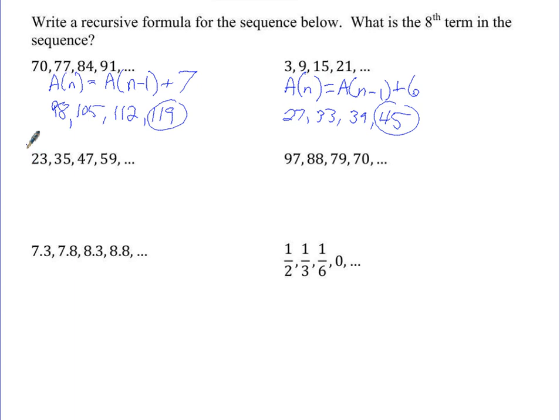How about the next one? 23, 35, 47, 59. Is that an arithmetic sequence? We're increasing by 12 each time. That's right. So I'm going to write plus 12. That's it. Now come up with the next 4 terms so that we have the 8th term. 59 plus 12 is 71. 71 plus 12 is 83. 83 plus 12 is 95. And then finally, 107 is the answer.